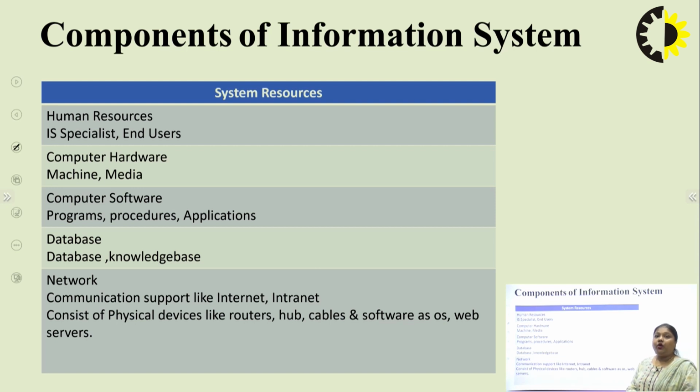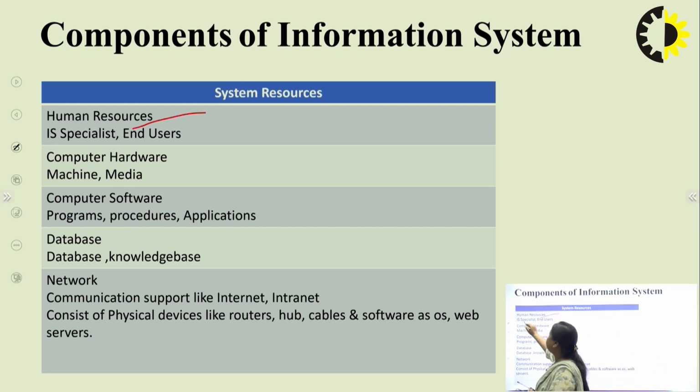Now, what are the components of information system? Components of information system are divided into two parts, that is system resources and system activities. First of all, we discuss system resources. System resources are further divided into 5 parts: human resources, hardware, software, database and network communications. First of all, what is human resource?